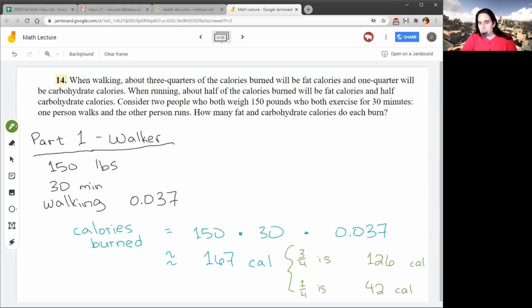Anyone want me to go back and review how to get 3/4 of a number or 1/4 of a number? Yeah, okay. The easiest way to do this is to say, well, 3/4 and 1/4 is equal to 0.75 and 0.25. And then "of" becomes multiply. Let me write that better.